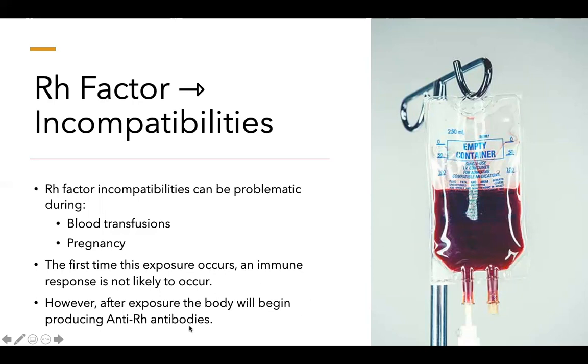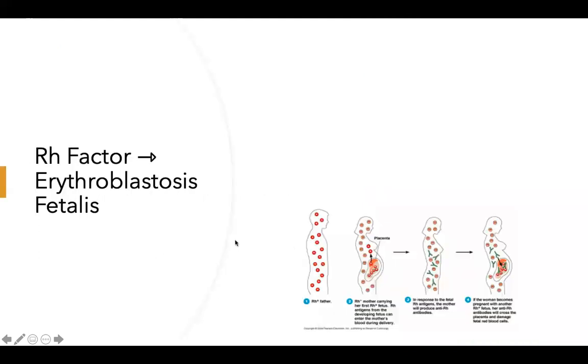So once you've been exposed, your body is going to stock up on anti-Rh antibodies. I should say that if you are Rh positive and you're given Rh negative blood, your body is going to ignore it because it already is accustomed to this antigen. So you're only in trouble, I should say, if you're Rh negative and you're being exposed to Rh positive blood. So we've got a good example here.